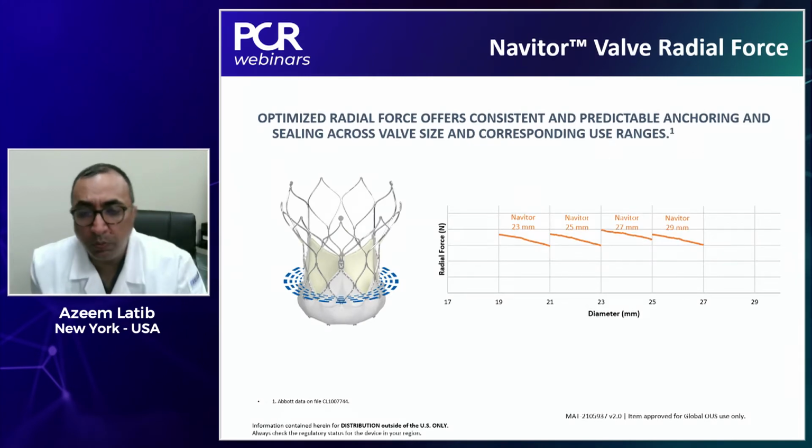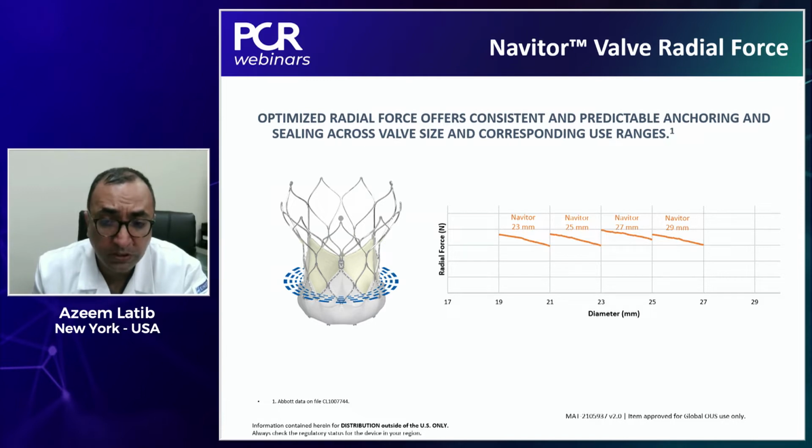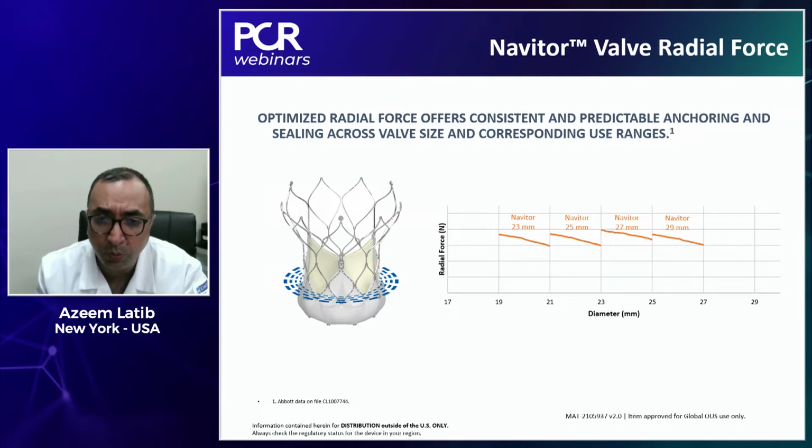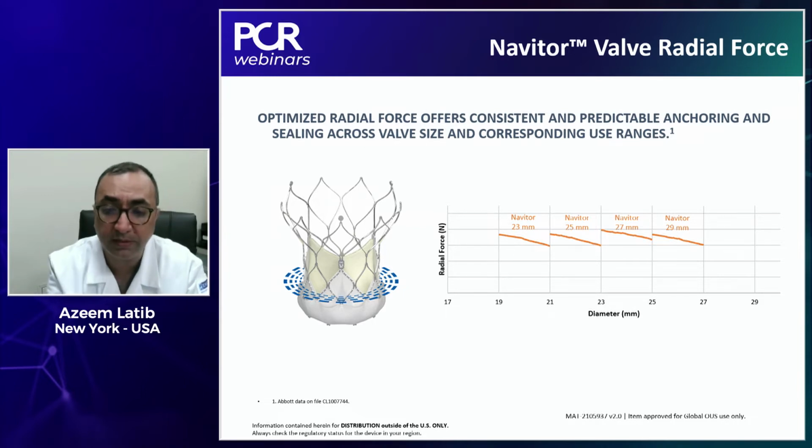An important change is really how the radial force has been improved. I don't have on this curve what the first generation is, but these curves have been moved upwards compared to the first generation Portico, giving better and more consistent radial force across the sizes. As you see with self-expandable valves, the more you oversize, the more radial force you have. So remember, there are 4 sizes now: 23, 25, 27, 29. And you can cover a mean annular diameter from 19 to 27 with these 4 sizes.